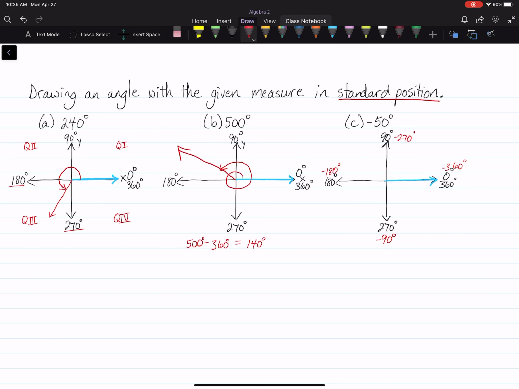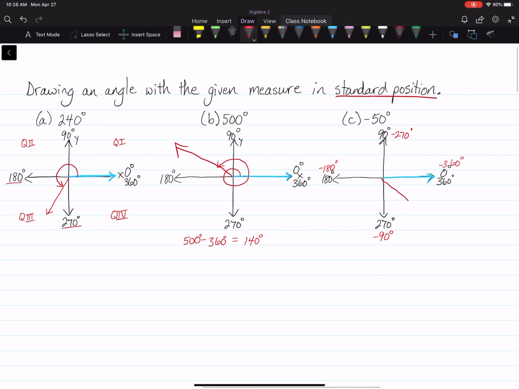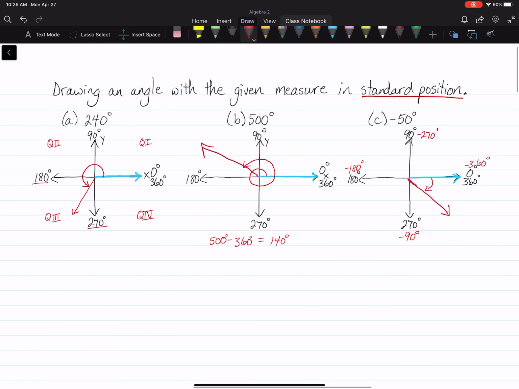So negative 50 would be in the fourth quadrant. It would be somewhere about like that. And again, you just draw your angle and let them know what direction it went in. Okay? So there's 3 examples.